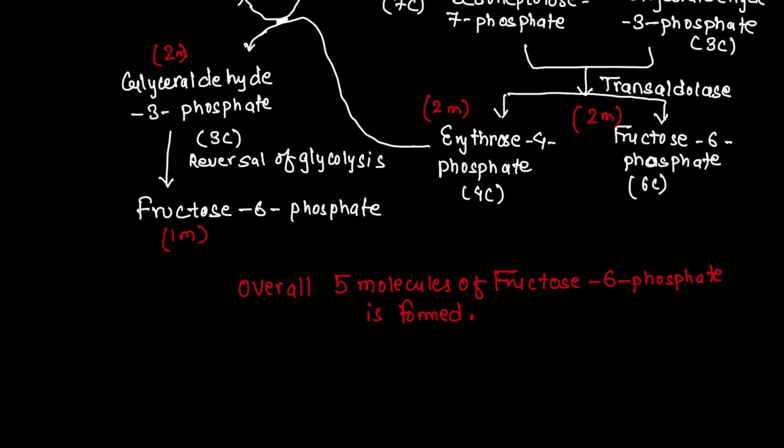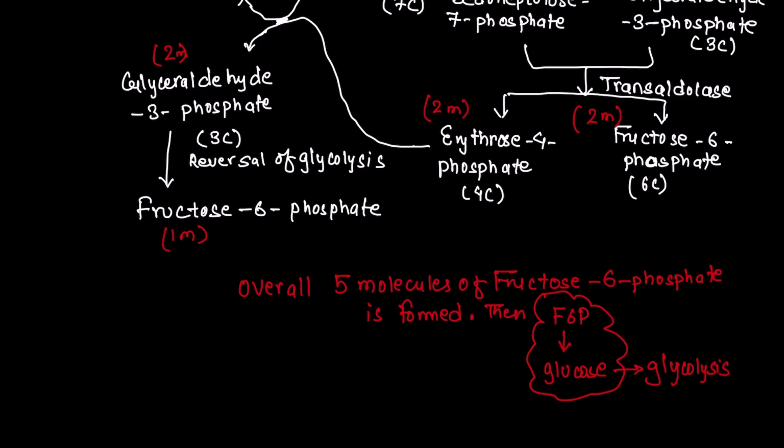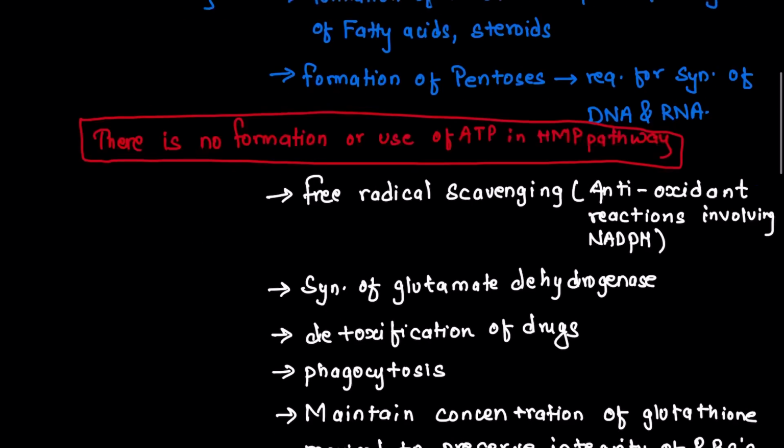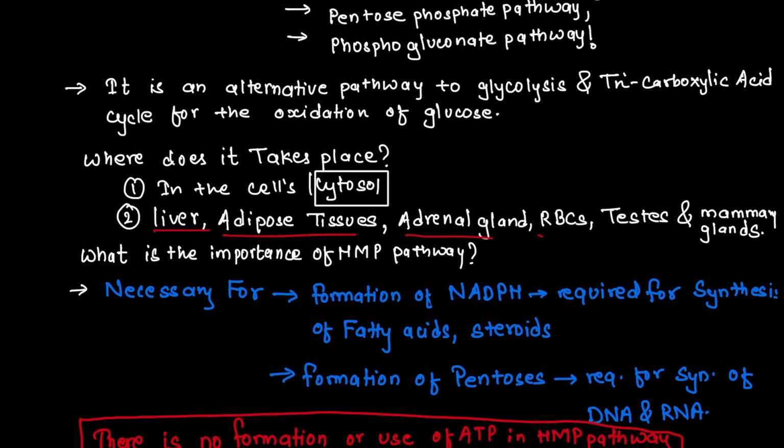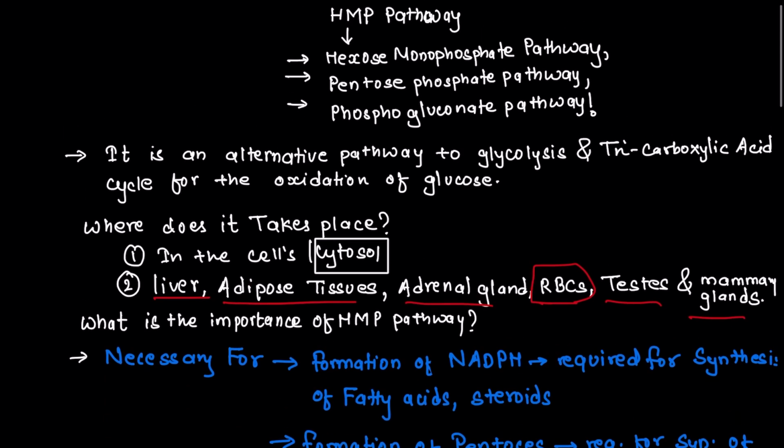Then this fructose 6-phosphate can again be converted into glucose for glycolysis and again formation of ATP by the Krebs cycle and electron transport chain. So why is this needed? Because this is needed in special organs, like liver, adipose tissue, adrenal gland, RBC especially, and mammary glands. Why? Because it is needed for the formation of NADPH.